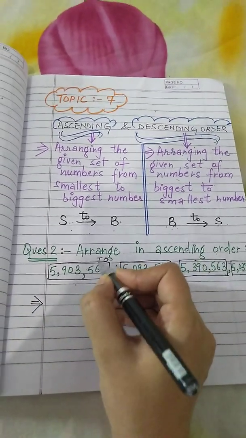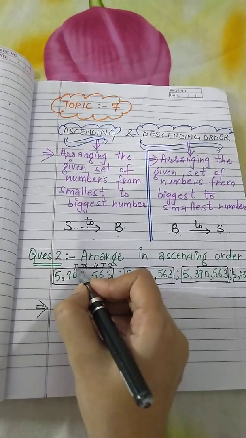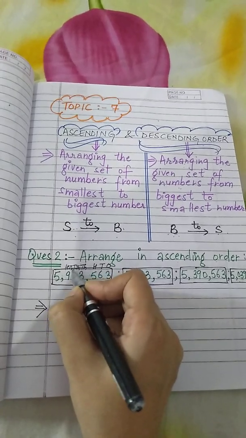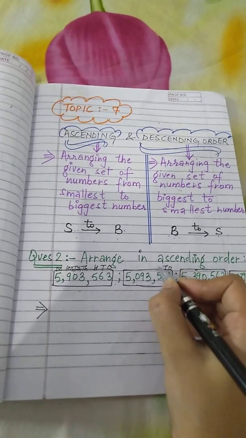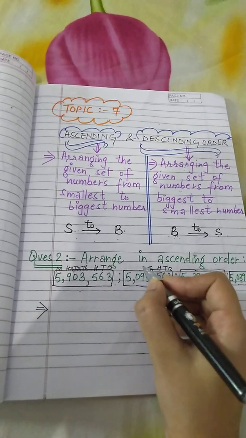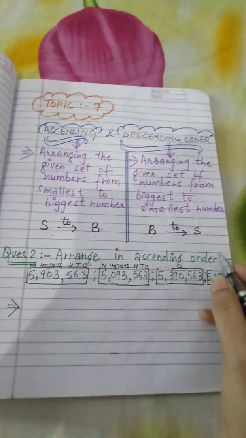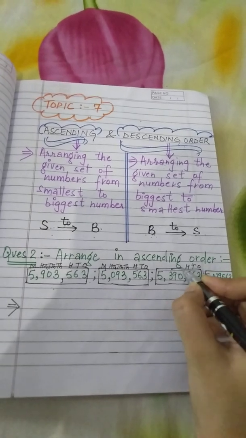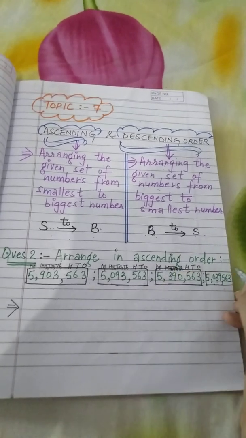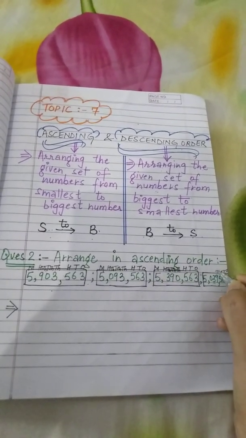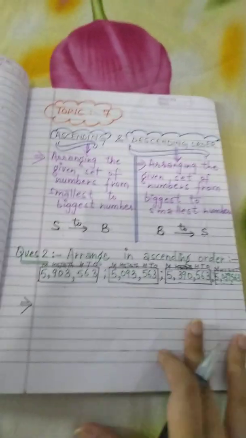Ones, tens, hundreds, thousands, 10,000, 100,000 and million.